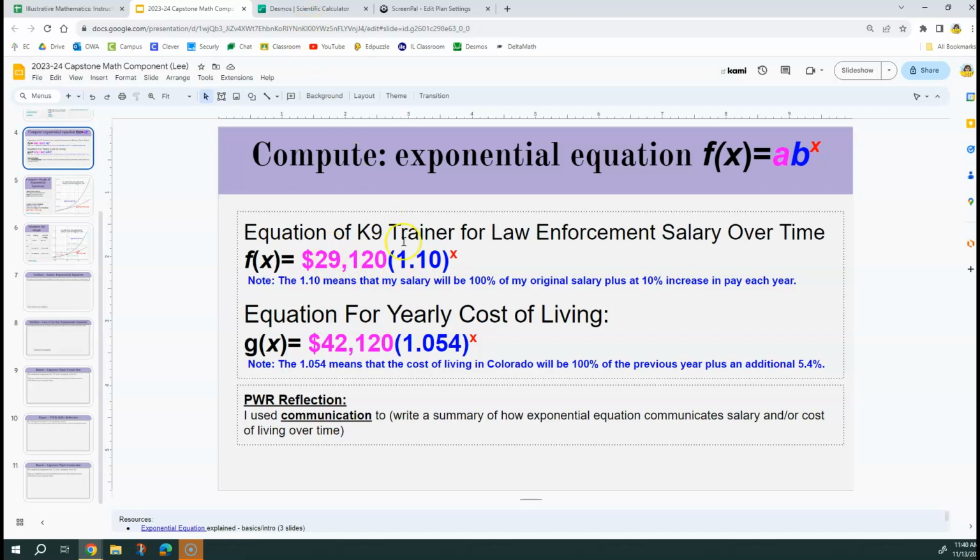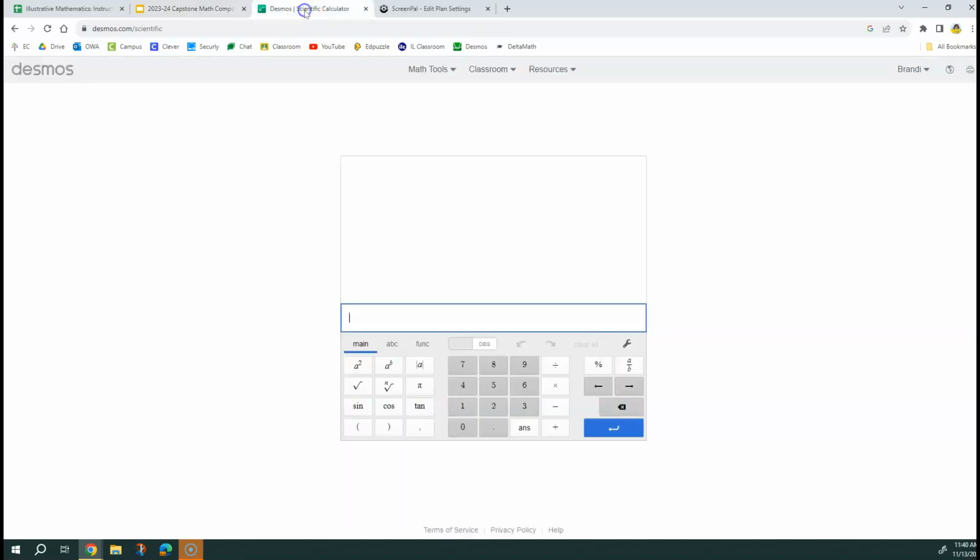So let's do 2 first. Back here on my calculator, I am putting in 29,120 times the quantity 1.10. Remember, this represents my raise, my salary. The 1 is the 100% of the salary given here. And then that 0.10, that 10%, represents the raise.